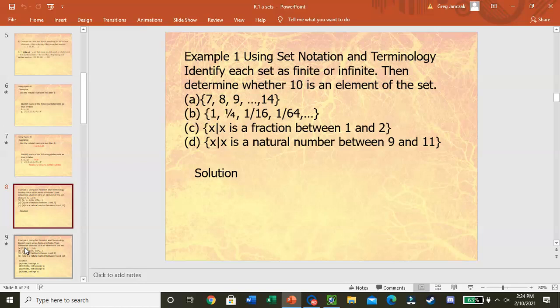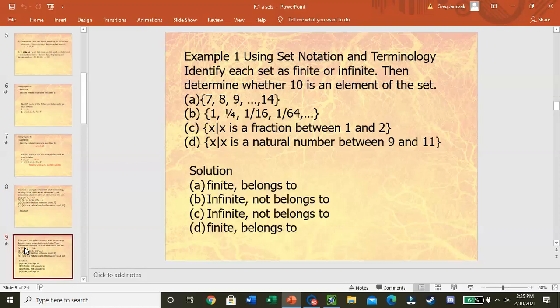X, all elements in set X such that X is a natural number between 9 and 11. Natural number, what kind of numbers are those? Counting numbers. Can we have counting numbers between 9 and 11? Yeah, we sure can. So is that finite or infinite? Finite. Good. Questions? It's got a beginning and an end. So we could also say that the dots are in the middle on that one, right?